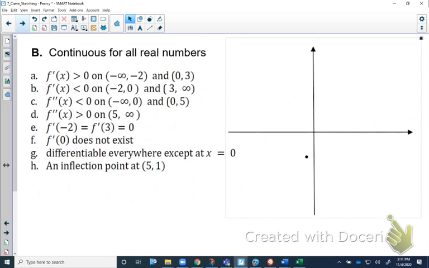And what I want you guys to do now is go ahead and pause the video, try to come up with a sketch of your own based on the information that's given to you, and then hit play and see what my answers are going to look like, what my graph is going to look like here.